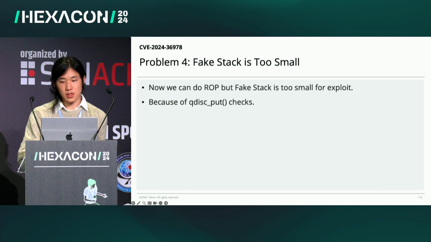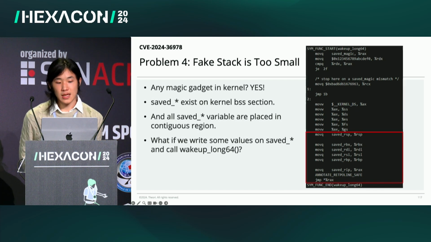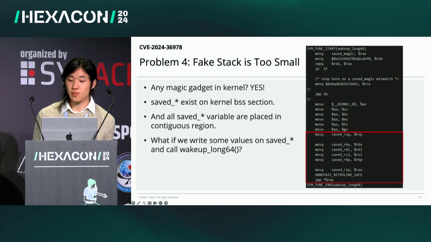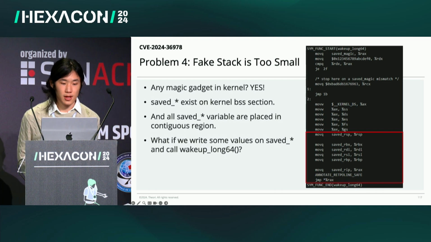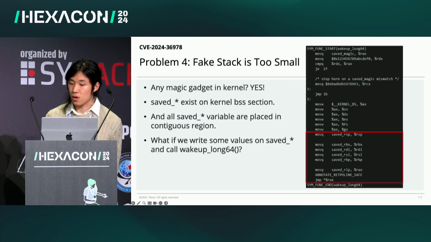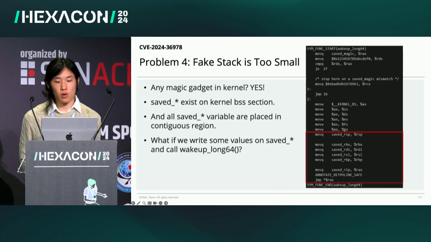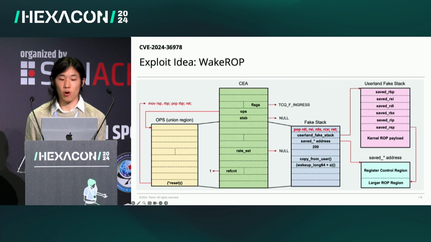And I found an interesting gadget in the Linux kernel, whose name is wakeup_long64. The saved context exists in the kernel BSS section, so saved RSP, RBP, RDI are variables in the kernel BSS section. And what if we can write some value to the saved context and call wakeup_long64? All registers would be set and calling an arbitrary value is possible. So I say a simple idea as the wake ROP.